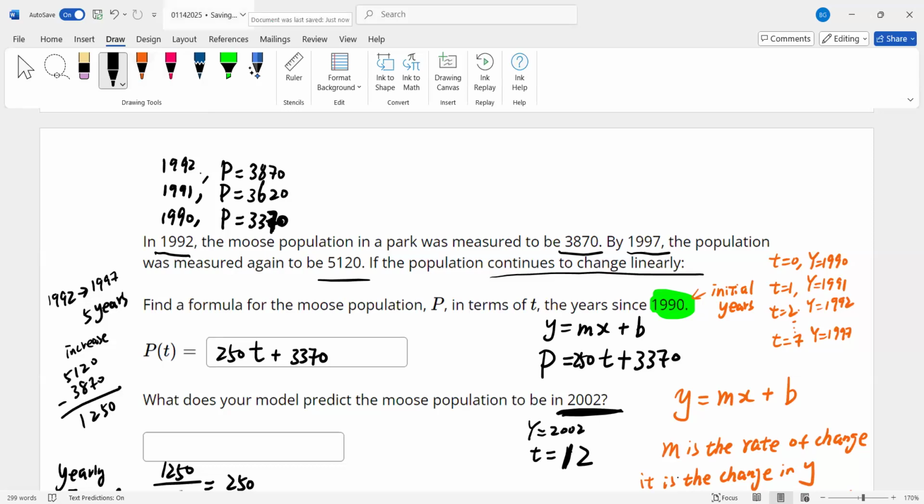The population in 2002 is 12 years after 1990, and we just need to plug in t equals 12 to find the value for p, right? If we plug in here, p of 12, we have 250 times 12 plus 3,370. We can do that quickly. Does that make sense? Every year 250, so over 12 years, the increase in the population is going to be 250 times 12.